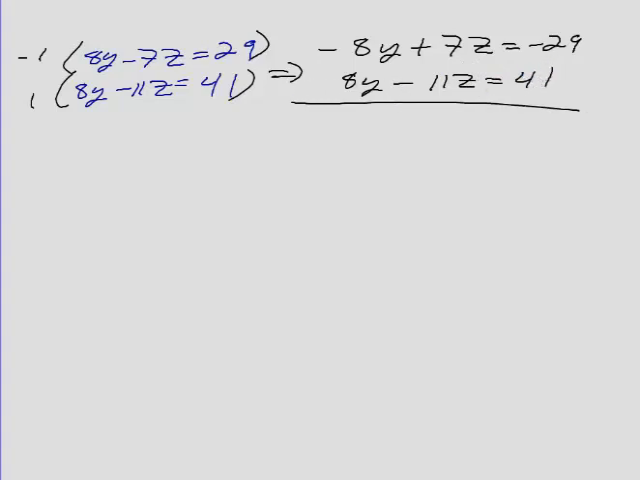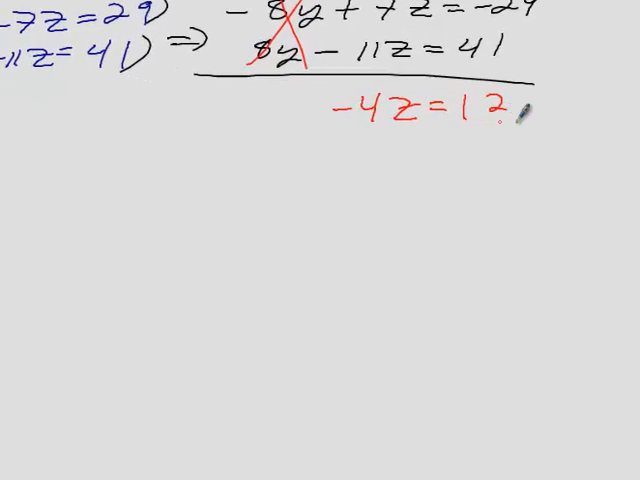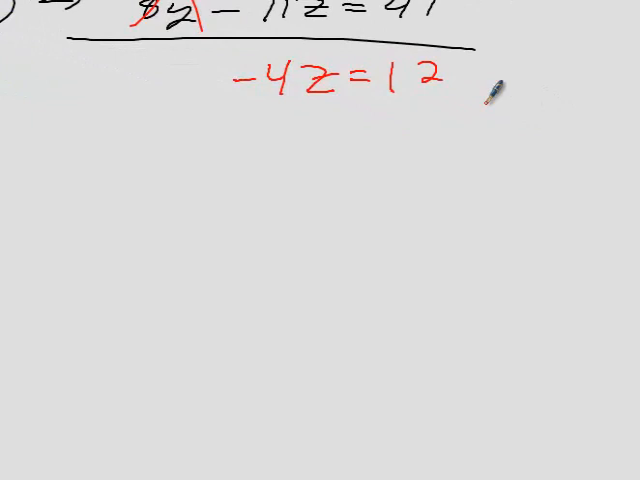You're going to add. What's negative 8y plus 8y? 7z take away 11z, negative 4z. Negative 29 plus 41. So that's actually 41 take away 29, right? So how do you get z by itself now? So what's z equal to? Negative 3, so there's one answer.